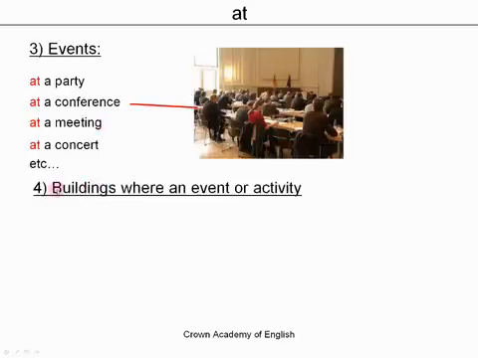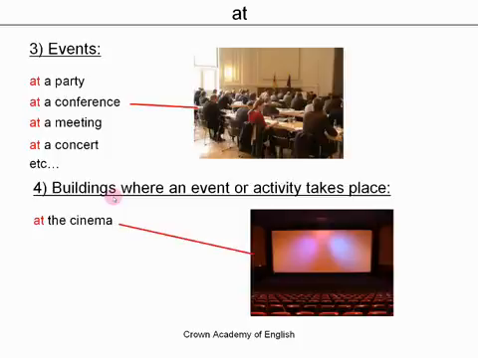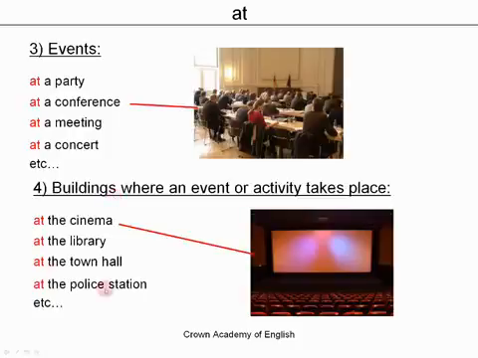And also, when we are discussing the building where an event happens or an activity takes place, we also use the word at. So we can say at the cinema. So there's the cinema. So we can say, for example, Andrew is at the cinema, or at the library, at the town hall, at the police station, etc. So these are buildings in which there is an event or activity, and so we use the word at.